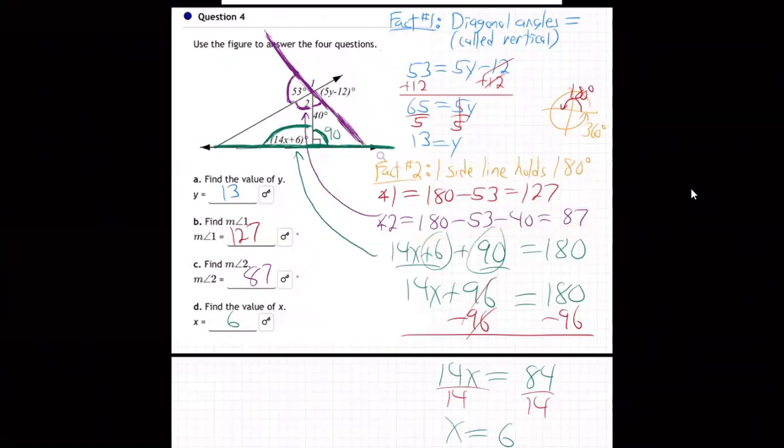And then finally, same thing. I took the green straight line and those two, 14x plus 6 plus the 90 is the 180. And there we go. We solved all those parts.